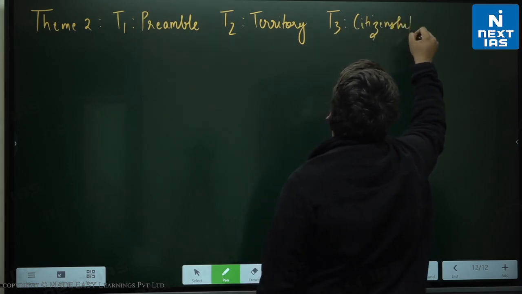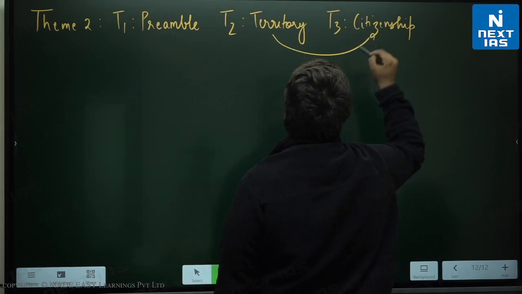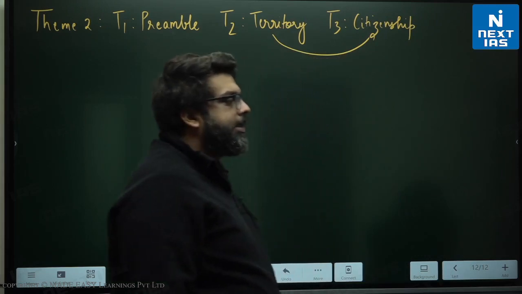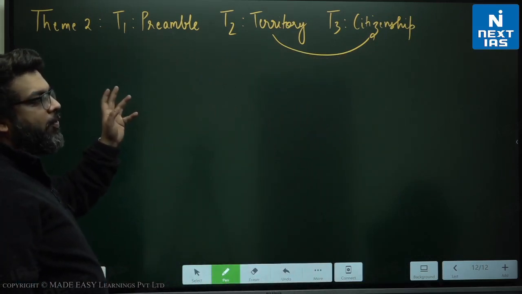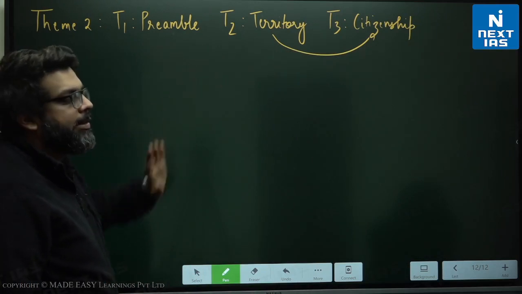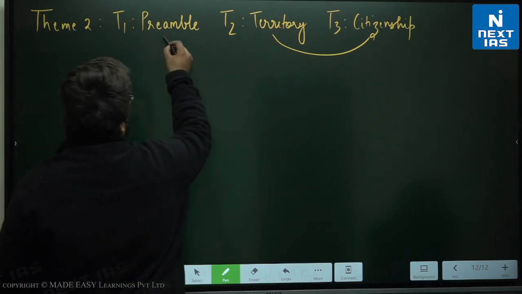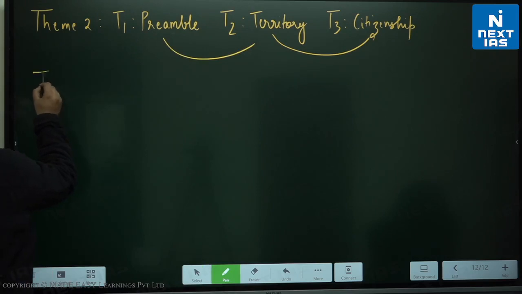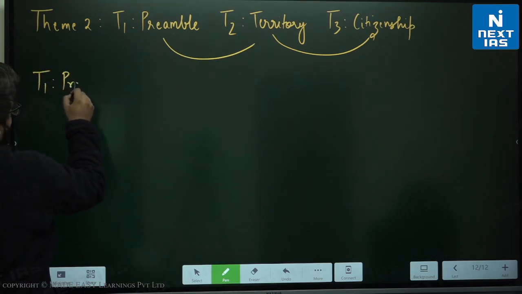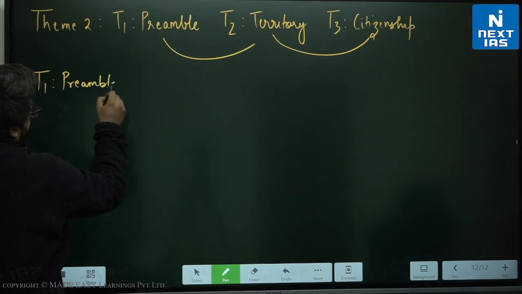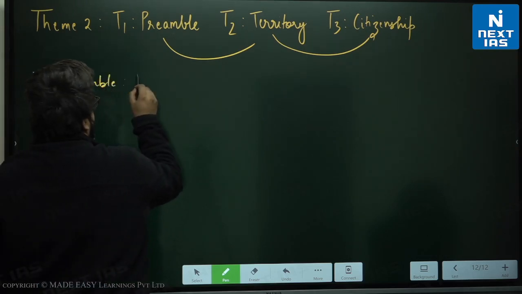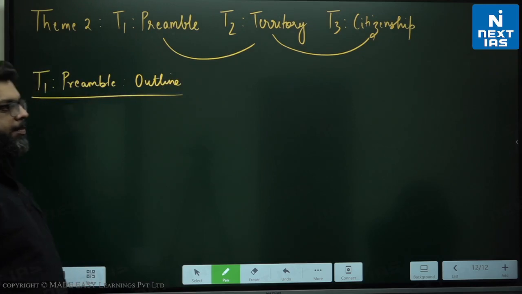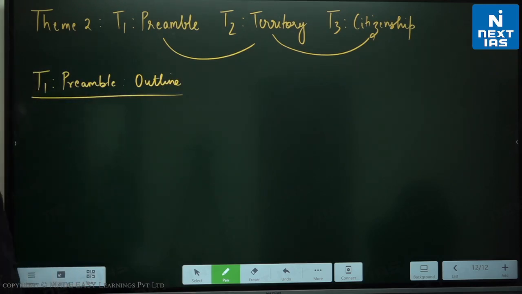In a very limited capacity, territory and citizenship have some correlation with each other, but the preamble is an isolated topic. It does not have a lot of ramifications for territory and citizenship, only a very limited application to territory. Now, we are going to cover topic 1 as the preamble, and let us identify the outline of topic 1, which is the preamble. Okay, so let us start.